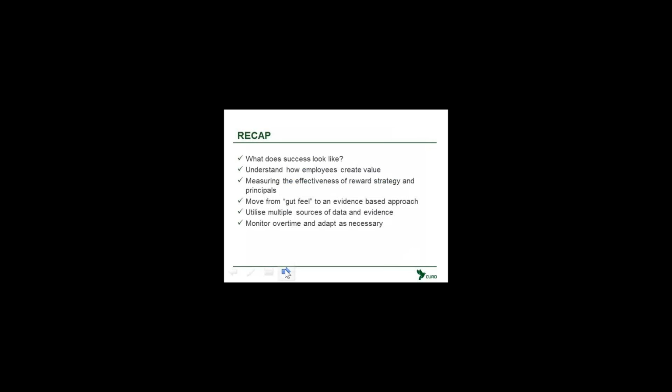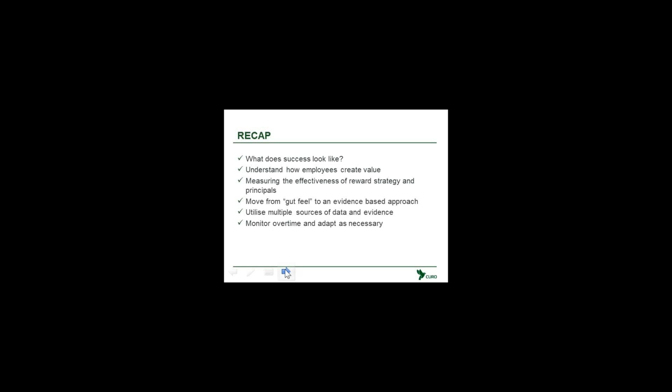Okay, so to recap there on how we might go about broadening reward governance to our general reward application. So the starting point is obviously linking reward to business strategy. So we need to understand, first of all, what success looks like now and in the future for our businesses. Then we need to understand how our employees can help deliver this success and where they can create value. And then we need to ensure that our reward principles are designed to support this.